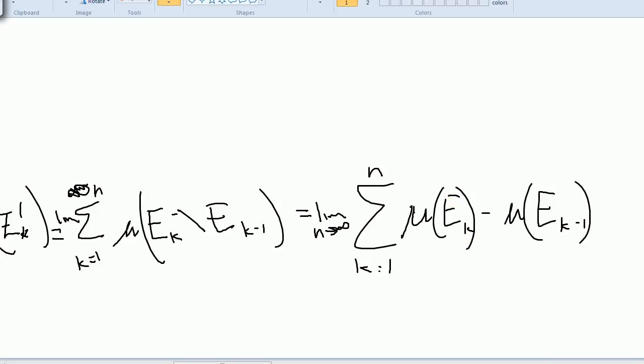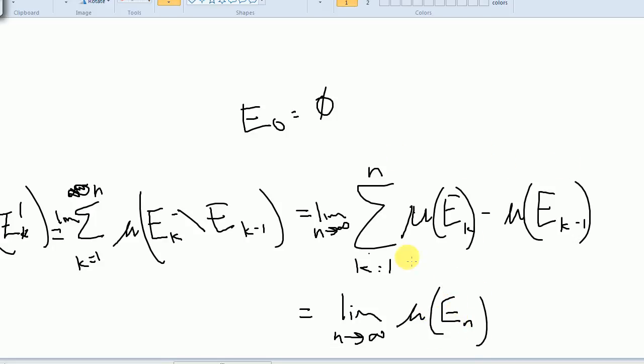But then this here is a telescoping series. We get the measure of e sub 1 minus the measure of e sub 0, and we'll define e sub 0 equals the empty set, just so that this conventionally works. Okay, so then the measure of e sub 0 is 0, and so we have the measure of e sub 1, but then we have the measure of e sub 2 minus the measure of e sub 1, and then the measure of e sub 3 minus the measure of e sub 2, and so on until we just get the measure of e sub n. So this thing right here is going to be the limit as n goes to infinity of the measure of e sub n.